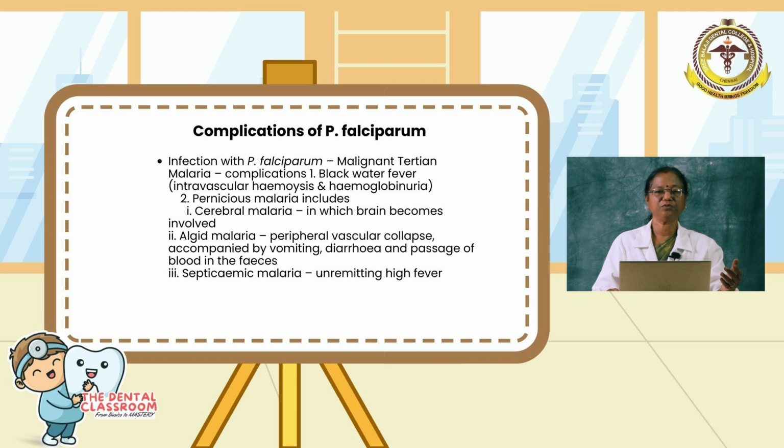The other complication is pernicious malaria. In pernicious malaria, there are three types. One is cerebral malaria, another one is algid malaria, another one is septicemic malaria. In cerebral malaria, the brain is involved. In algid malaria, there is a collapse of the peripheral vessels, vascular collapse, accompanied usually by vomiting, diarrhea, and passage of blood in the feces. In septicemic malaria, unremitting high fever is observed. These are important complications of falciparum.